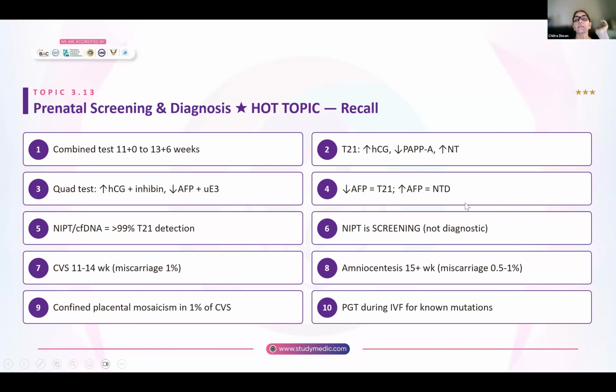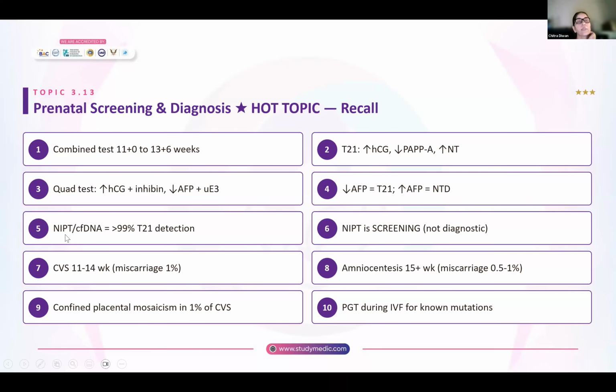Please remember, it is increased in neural tube defects, especially open neural tube defects. Why? Because the cells are exposed to the amniotic fluid and they release a lot of this alpha fetoprotein into the amniotic fluid, which then gets picked up. Also, whenever you have cleft lip or cleft palate, even in those fetuses, you have raised levels of alpha fetoprotein. Or even in abdominal wall defects like gastroschisis, there are raised levels of alpha fetoprotein.